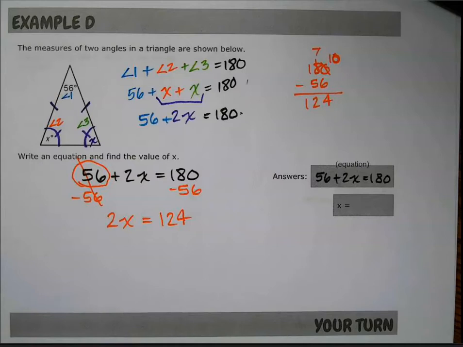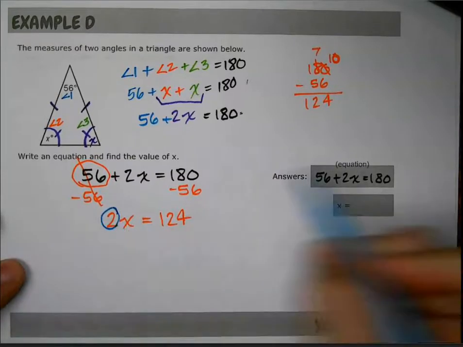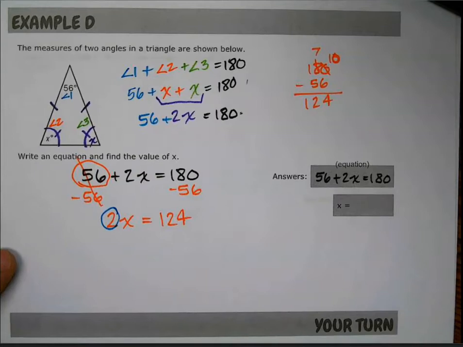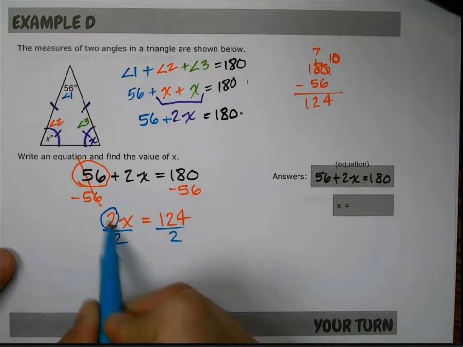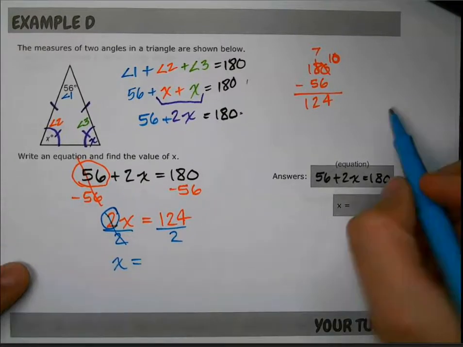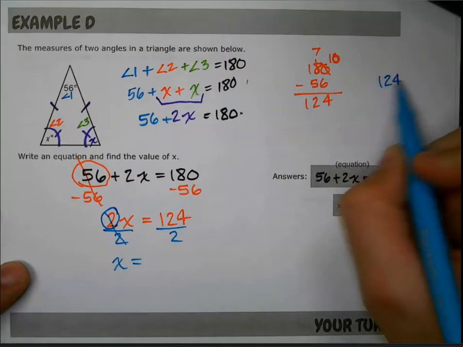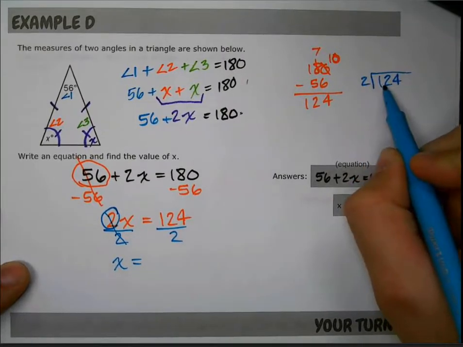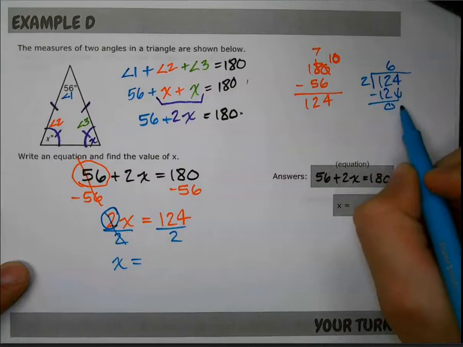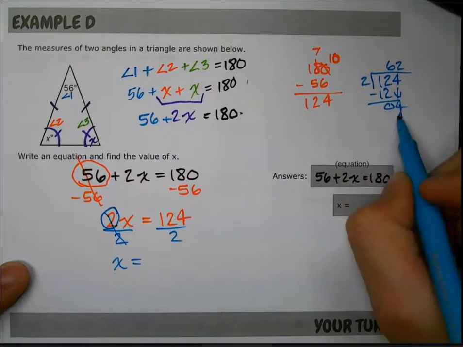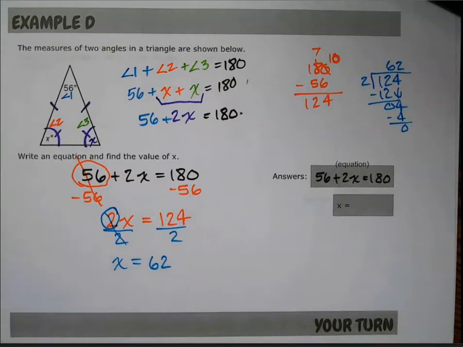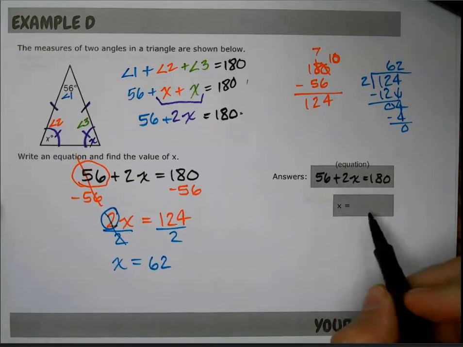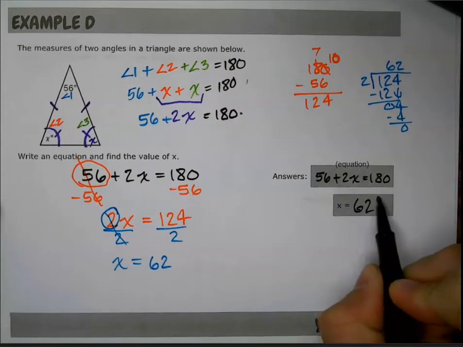Now, I still need to get x by itself, but it's being multiplied by 2. To get rid of anything, you always do the inverse or the opposite, and the opposite of multiplication is division. So we need to divide both sides by 2. Okay, so I have 124 divided by 2. 2 will not go into 1. It goes into 12 6 times. Bring down the 4, and 2 goes into 4 2 times. So x equals 62. And that is what we write right here, 62 degrees.